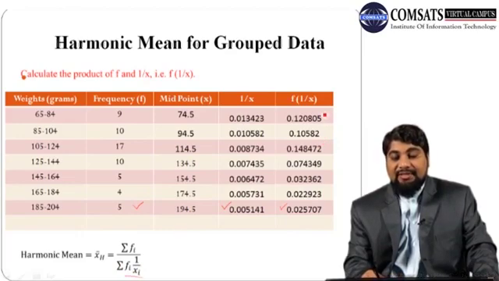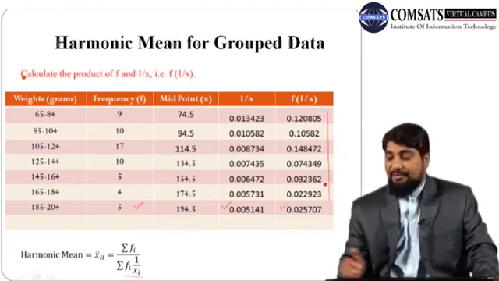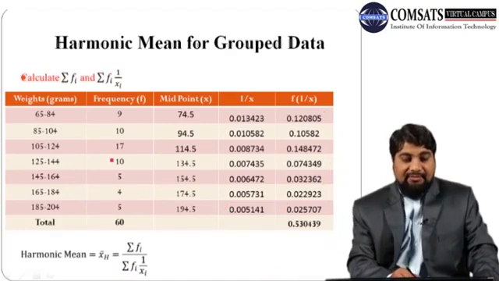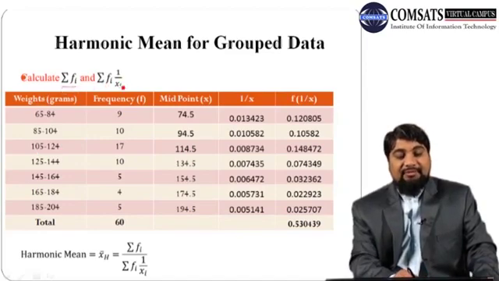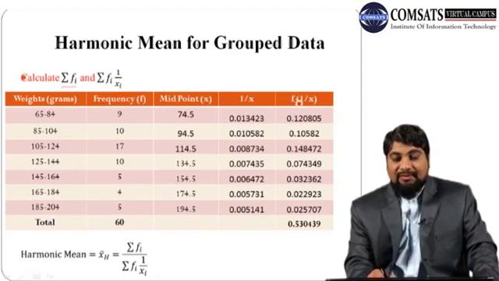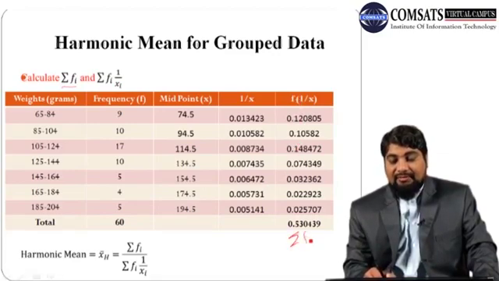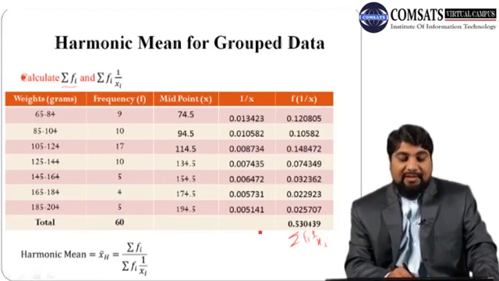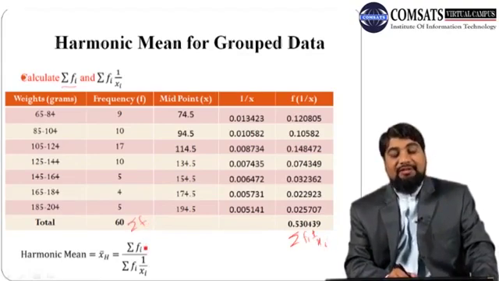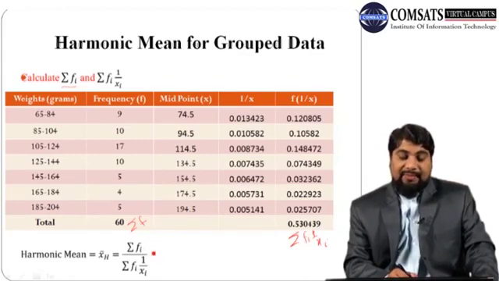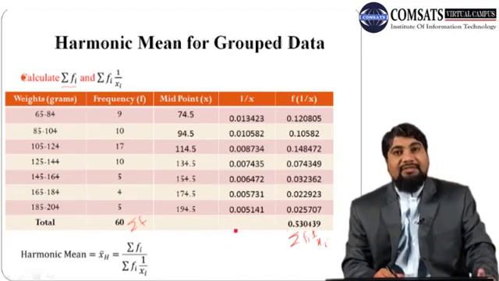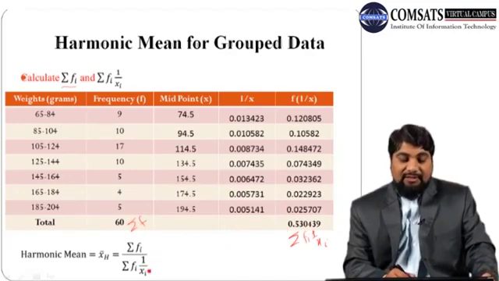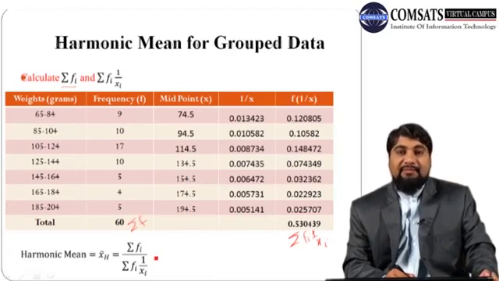So once we have this product, next step is to find summation fi over xi. So it means next step is to add up all these numbers. So calculate summation fi and summation fi 1 over xi. So this is summation fi into 1 over xi and this is summation fi or summation f. And this is 60 and summation fi 1 over xi is 0.530439. So once we have these two numbers, we can just plug into this formula to calculate harmonic mean.